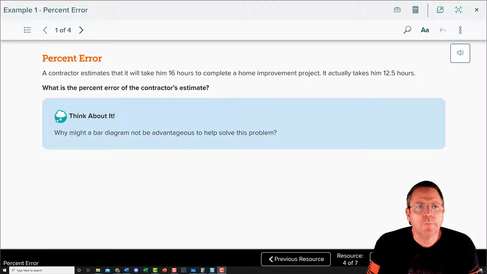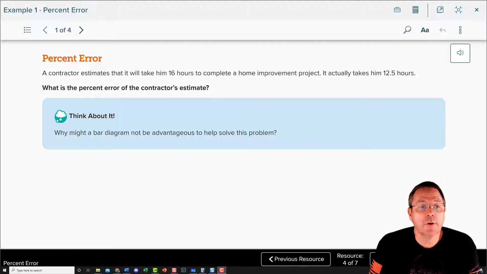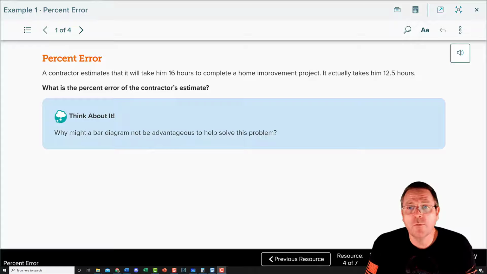A contractor estimates it'll take him 16 hours to complete a home improvement project. It actually takes him 12 and a half hours. What is the percent error of the contractor's estimate? And the question is, why might a bar diagram not be the most advantageous way to solve this one?